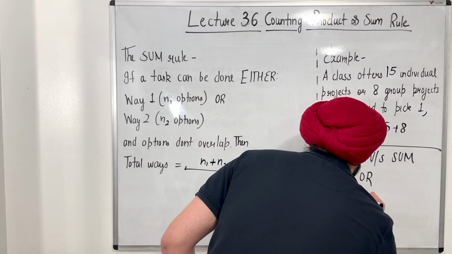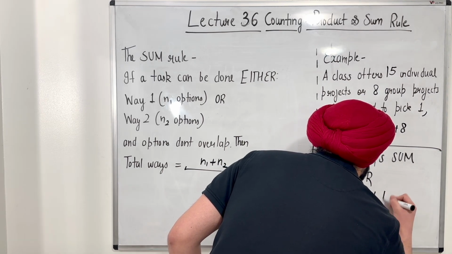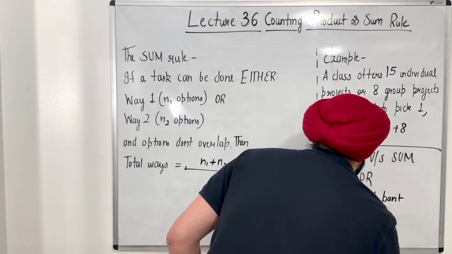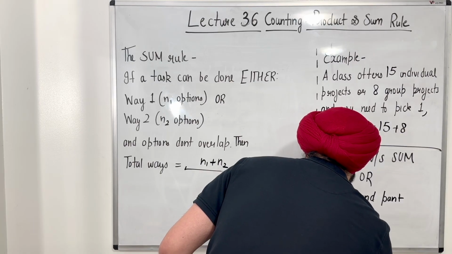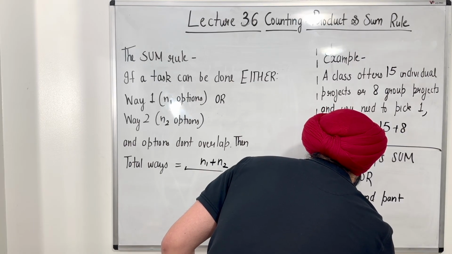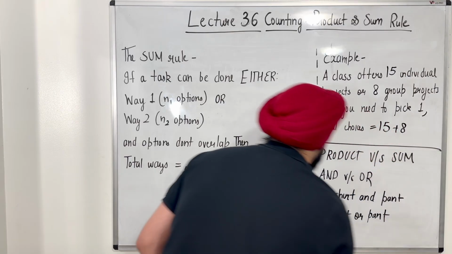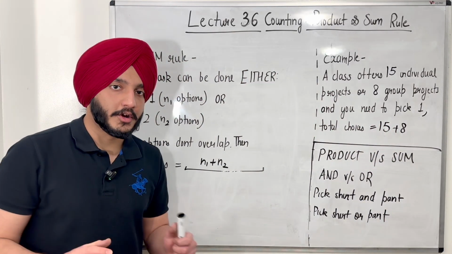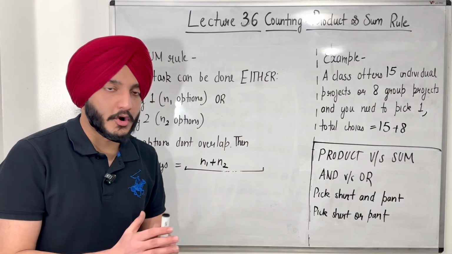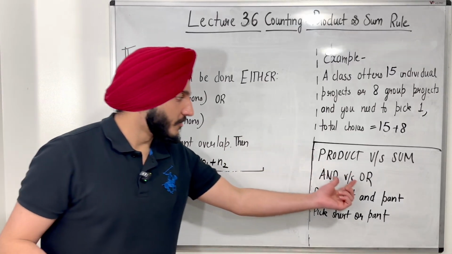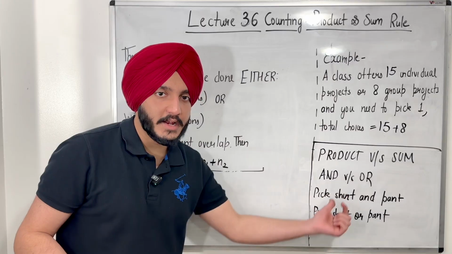Pick shirt and pant. Pick shirt or pant. Okay, so let's try to understand the difference between the product rule and the sum rule. It's pretty much the difference in the usage of "and" versus "or".